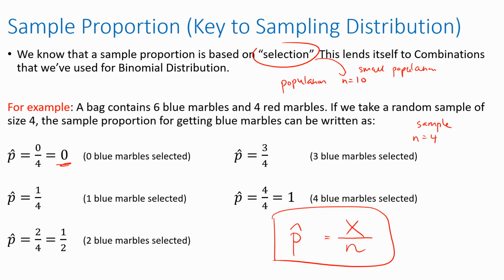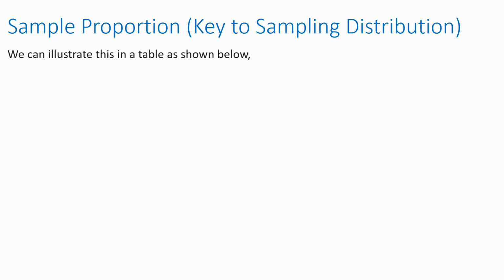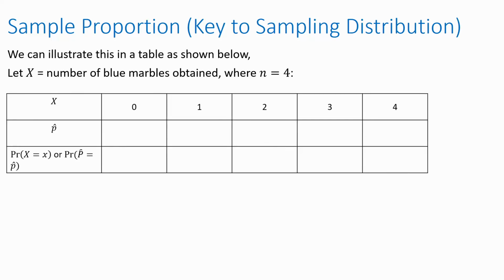Now, obviously, if we put it into a table, x is the number of blues you get. 0, 1, 2, 3, 4. Sample proportion, we've worked it out with 0, 1 out of 4, 2 out of 4, which is 1 out of 2, and 3 out of 4, and 4 out of 4 was 1. This is your p hat. True? P hat is your sample proportion, so I've got my sample proportion.